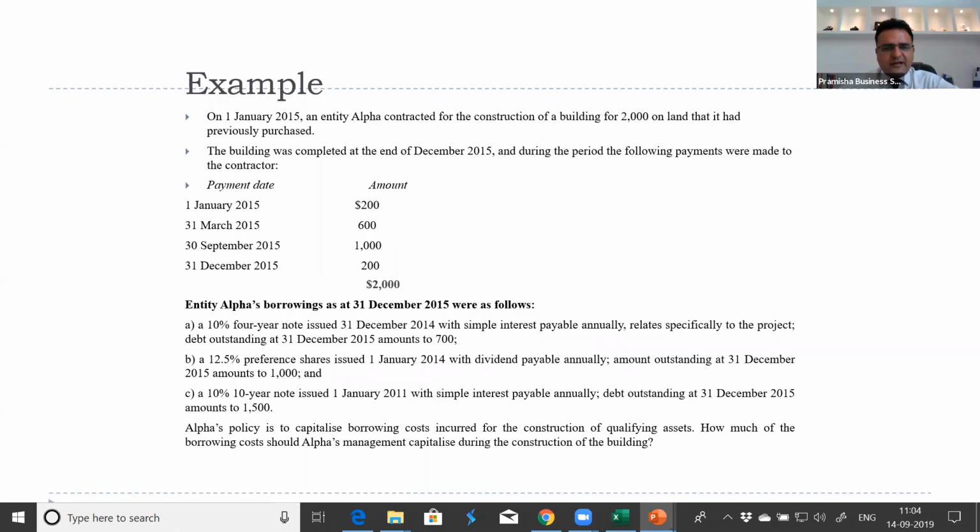Now you need to do this and let me know what should be the cost which should be included as part of borrowing cost. So I'll leave it to you.